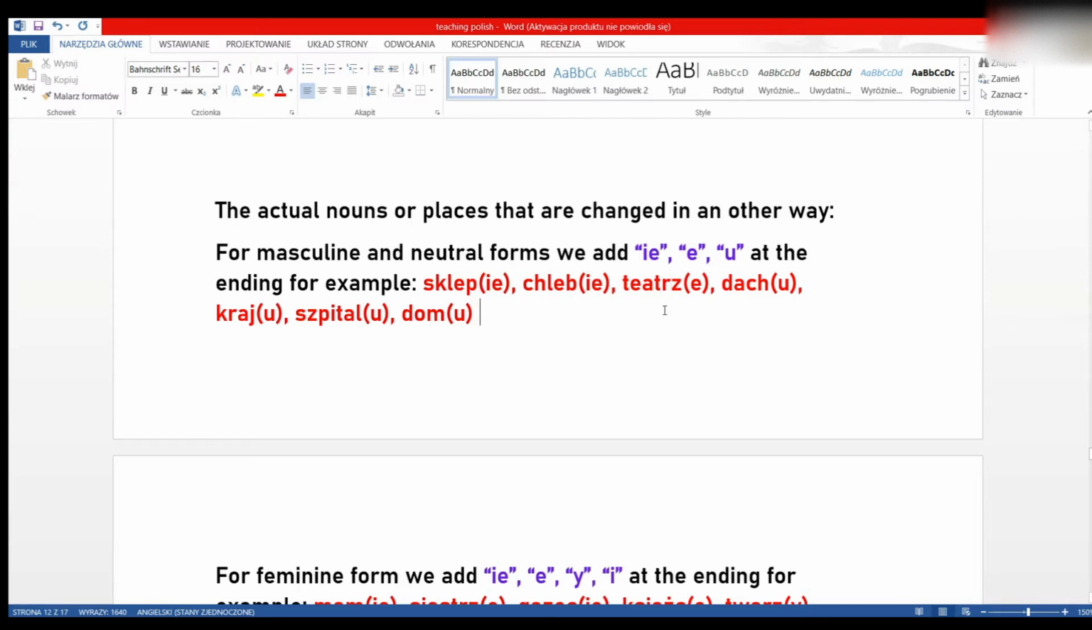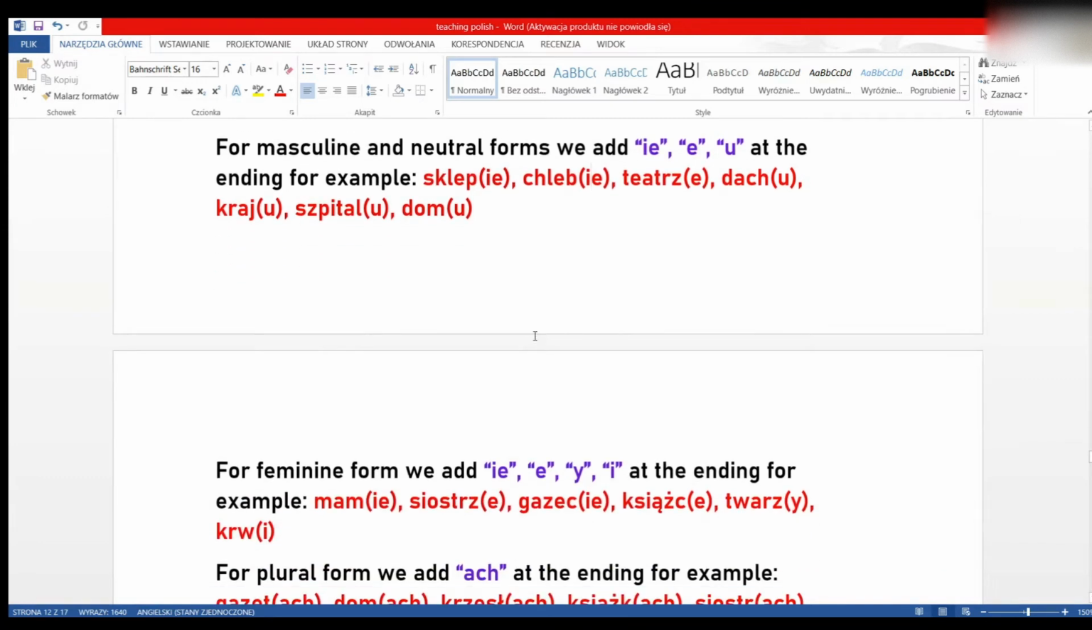So it does sound like a location, okay? This is how Polish works. Dach, dachu. Just add u. Kraj, kraju. Szpital, szpitalu. Dom, domu. So there are only a few different rules that follow in this situation. For example, when you have p or b, you have to add ie at the end.